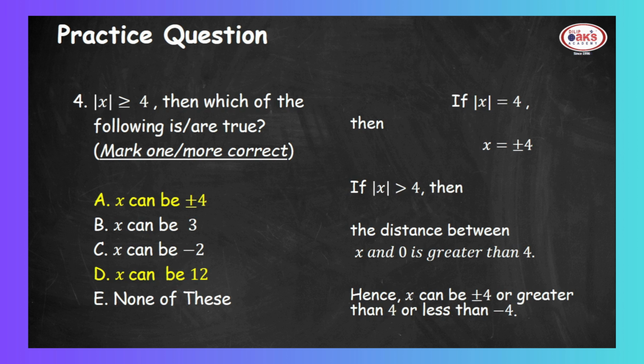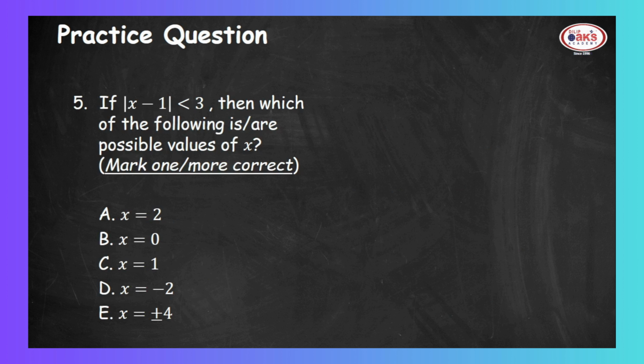Now let us look at the last question from today's lecture here. It declares that mod of x minus 1 is less than 3. Then which of the following is or are possible values of x? Now let me again tell you that this question can also be solved, maybe actually faster than what I'm going to show you, if you use the options. That is, if you use the values given in the options or substitute each of the options one by one, you can solve this question faster. But we will solve this using the typical inequality properties associated with modulus.